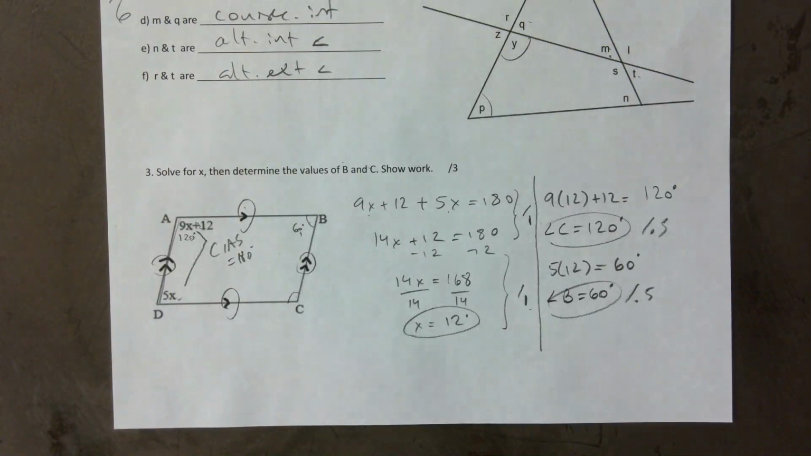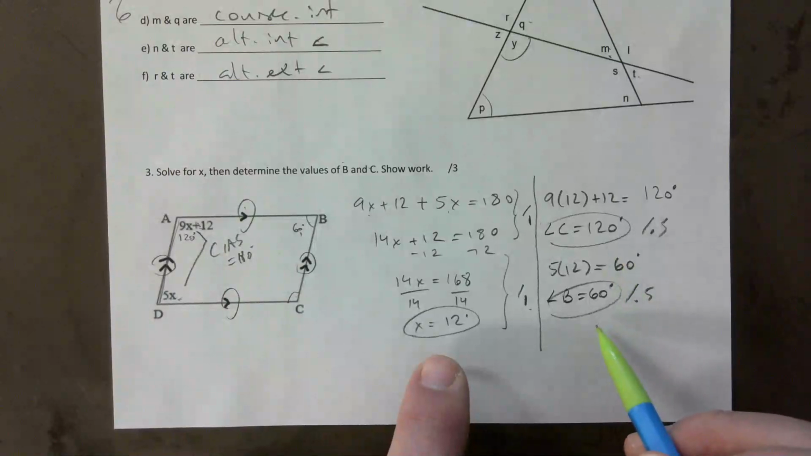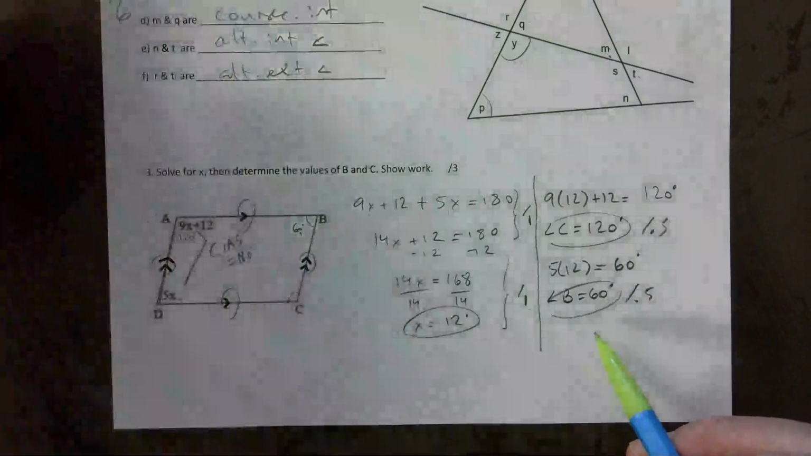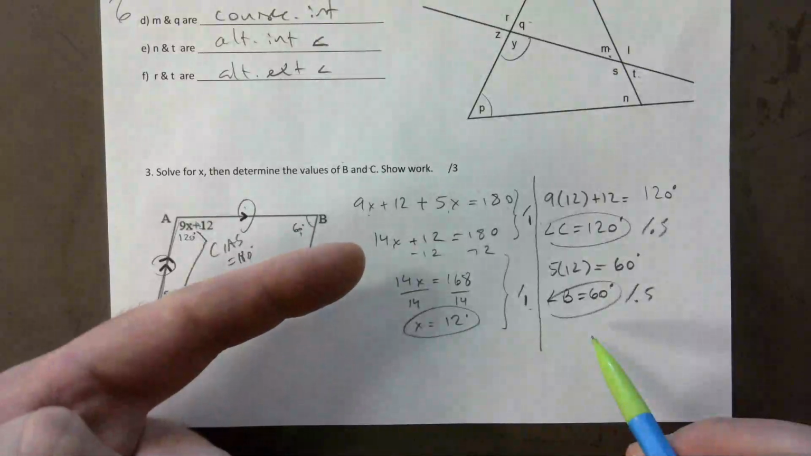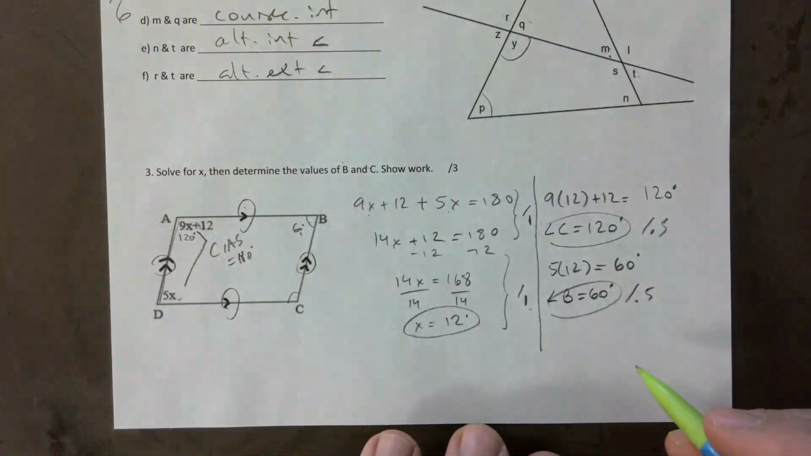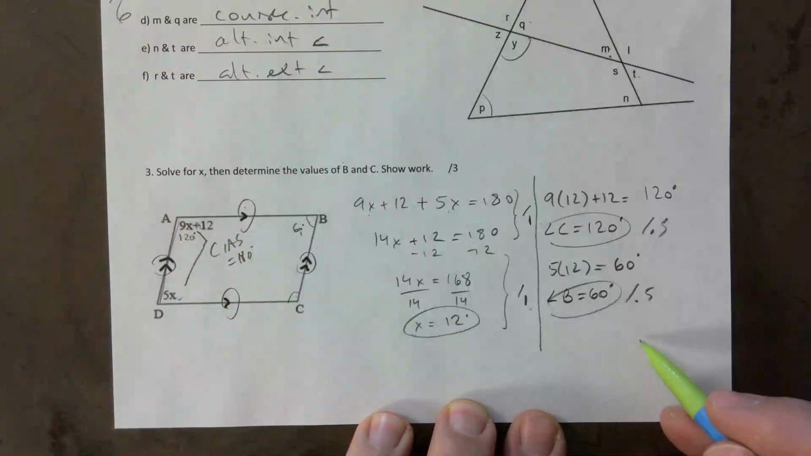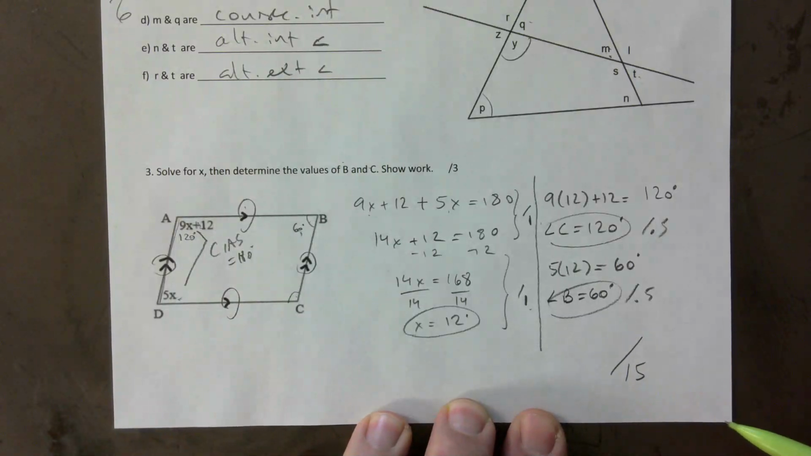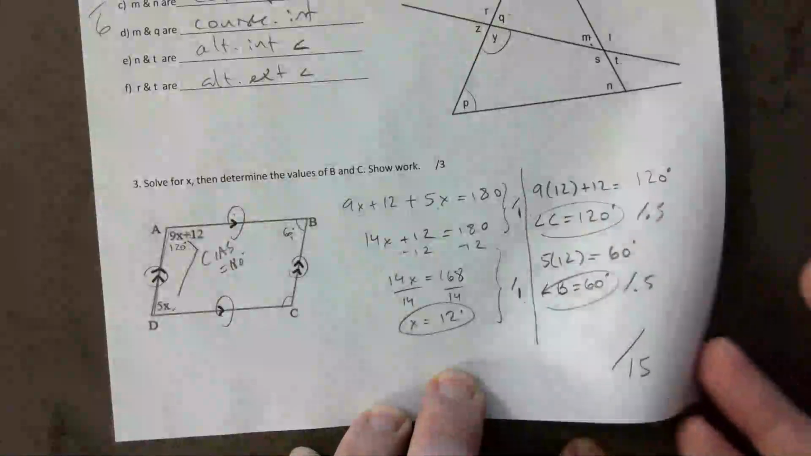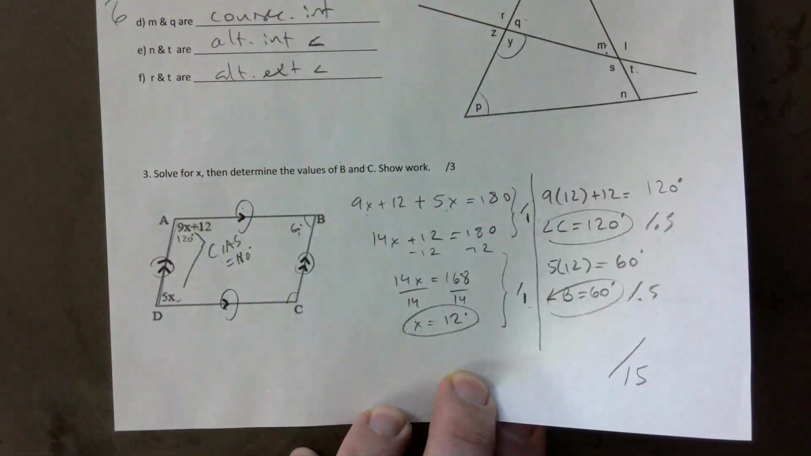Grade 12. All right. So we have what, 6 and 6 and another 3. That gives us 15 for this page. 15 for this page. And then we'll go backside.